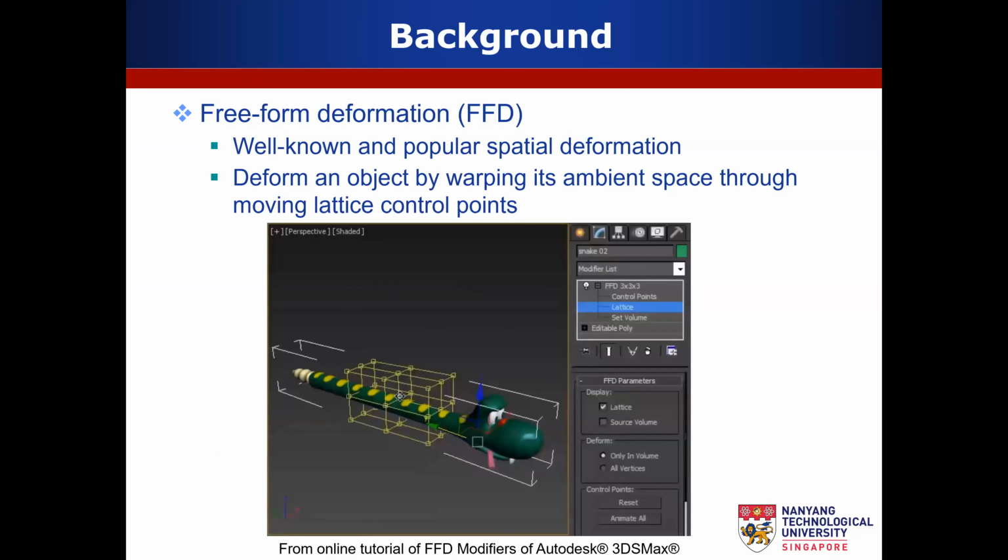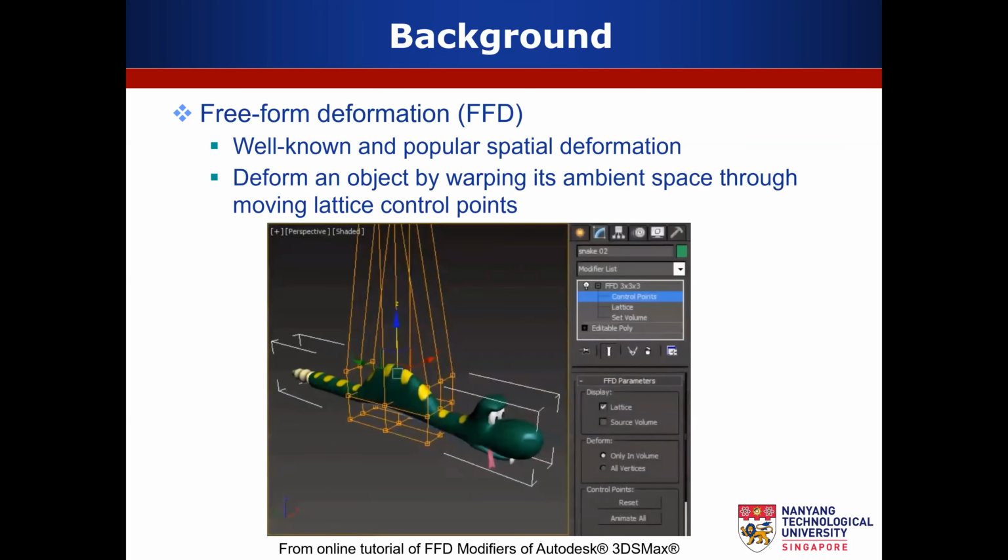Free-form deformation was proposed decades ago, which is a well-known spatial deformation technique. So this is an interface of FFD in 3ds Max. To deform the middle portion of the object, you could impose a 3x3 control lattice. The user could manipulate those grids to change the shape. Due to the ability of offering smooth deformation, the simplicity of its mathematical formulation, and no restriction on the representation of the object, FFD is a very popular tool in practice.